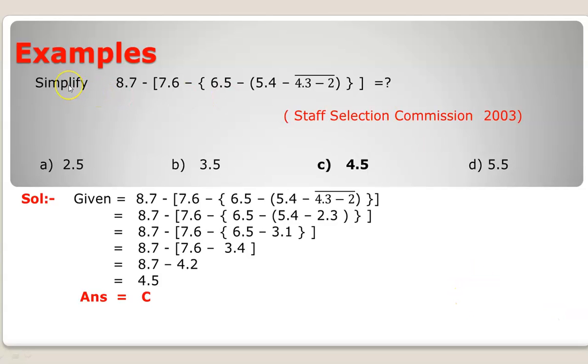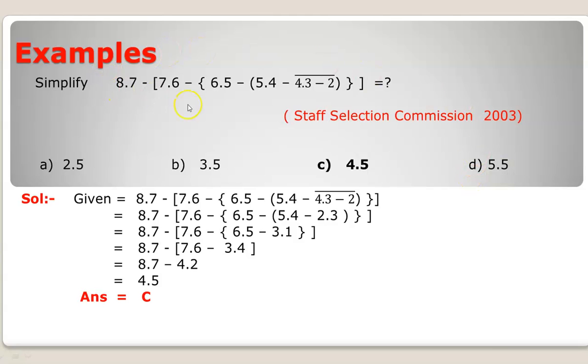So next, simplify 8.7 minus 7.6 minus 6.5 minus 5.4 minus 4.3 minus 2, with a vinculum bar, all brackets complete. What is its value? Find the value of this expression. Again there are 4 options given here. A is 2.5, B is 3.5, C is 4.5 and D option is 5.5.